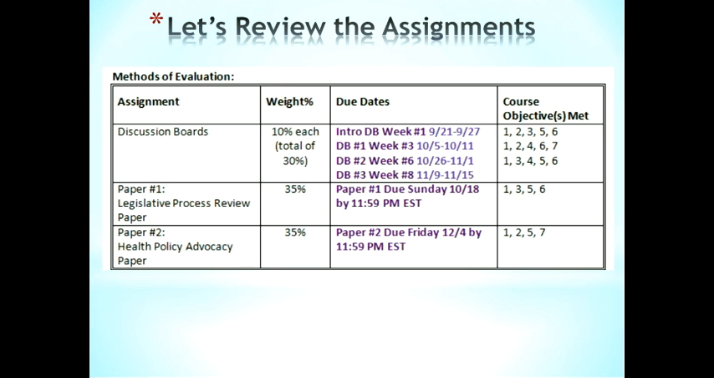You then will have 3 graded discussion boards, and they're each worth 10% for a total of 30%. Your first paper will be a legislative process review, and that is worth 35%. And your next paper on health policy advocacy is worth 35% as well.